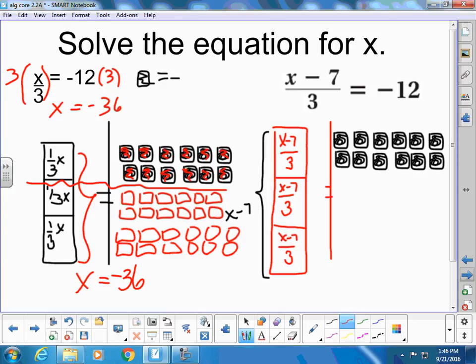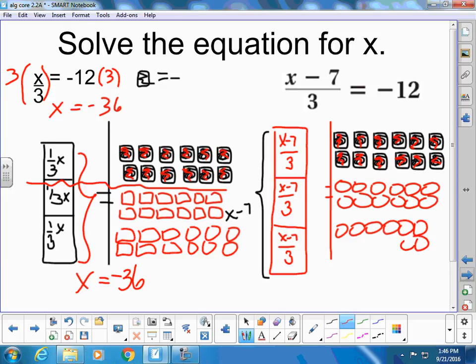Here's a little different because it's x minus 7 over 3. So I'm still going to make one of those, 1x minus 7. It's divided into 3 parts, and they're equal to negative 12 again. So that means in order to be the whole thing, I need 12, another 12, and another 12. There's 12 negatives 3 different times because I need it for all 3 of them.